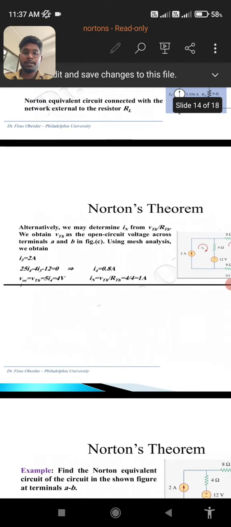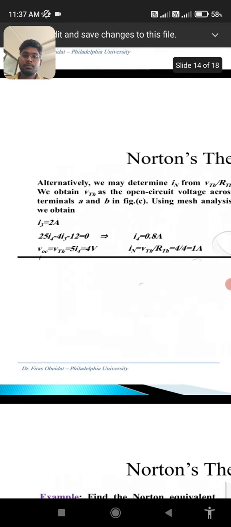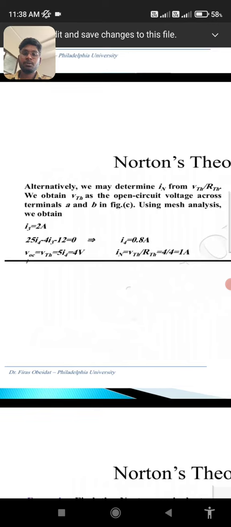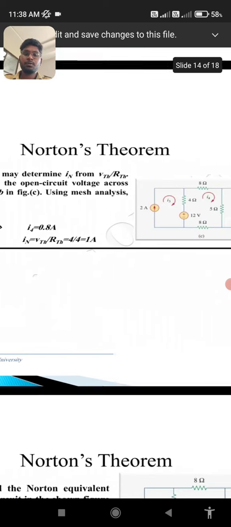Alternatively, we may determine IN from VTH by RTH. We obtain VTH as the open circuit voltage across terminals A and B in figure C. Using mesh analysis, we obtain I3 is equal to 2 amps, 25I minus 4I3 minus 12 is equal to 0, I4 is equal to 0.8 amps. VOC is equal to VTH is equal to 5I4 is equal to 4 volts. IN is equal to VTH by RTH is equal to 4 by 4 is equal to 1 amp.